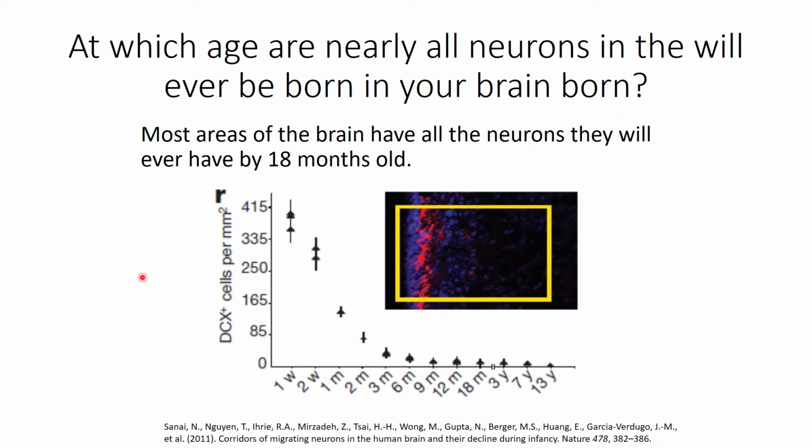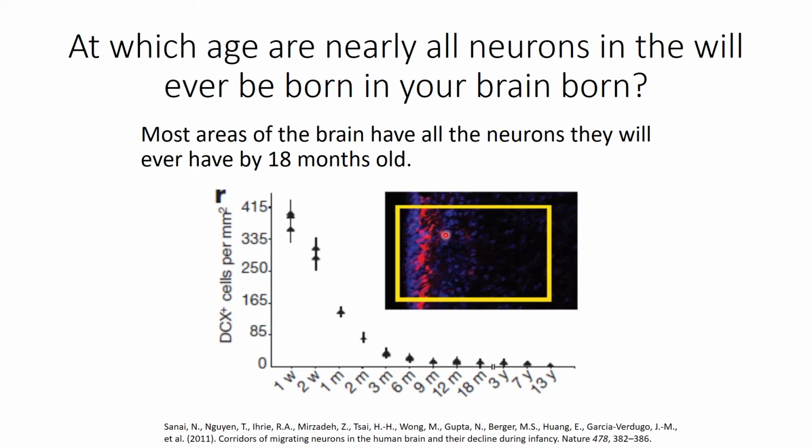So this is data illustrating this. It comes from a really excellent paper. I encourage you to take a look at this paper if you want to learn more about migrating neurons in the human brain and how they decline during infancy. This is an immunostaining labeling technique that allows us to see young baby neurons. This is a stain for what's called DCX. We'll talk about that near the end of this presentation. But basically, it's a way of seeing young baby neurons.